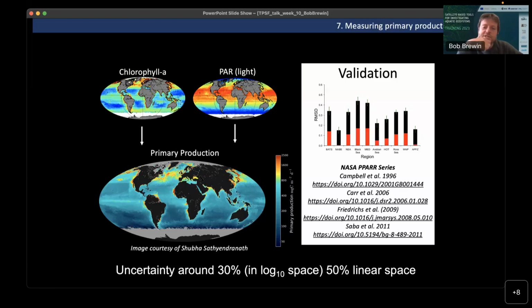And it's commonly assumed nowadays that the uncertainty in primary production is around 30% in log 10 space, around 50% in linear space. Though I have to say there's a lot of work going on now improving our estimation of uncertainty in primary production. And I know Gemma, who's on the panel, has been doing a lot of nice work on that recently. So this is very much a moving field.